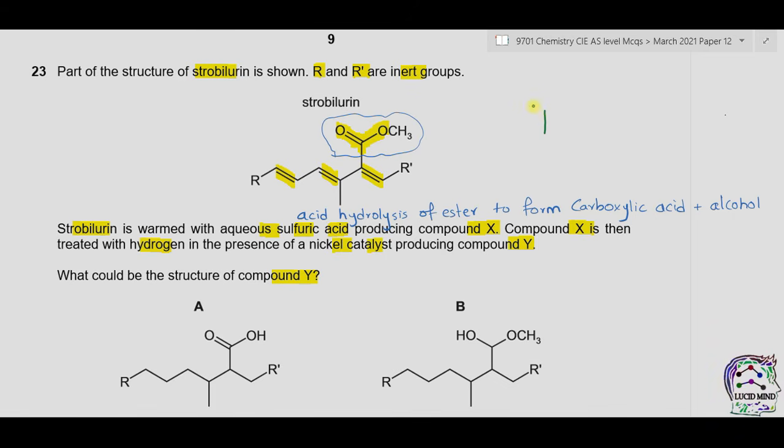We can draw the structure. After acid hydrolysis, the carbonyl carbon will become a carboxylic acid and CH3 will become an alcohol. So this is methanol and this part will become the carboxylic acid. Now this is compound X that is formed. Then compound X is treated with hydrogen. Hydrogen will be added across the double bond to make it a single covalent bond. In the presence of nickel catalyst, alkene is converted into alkane.